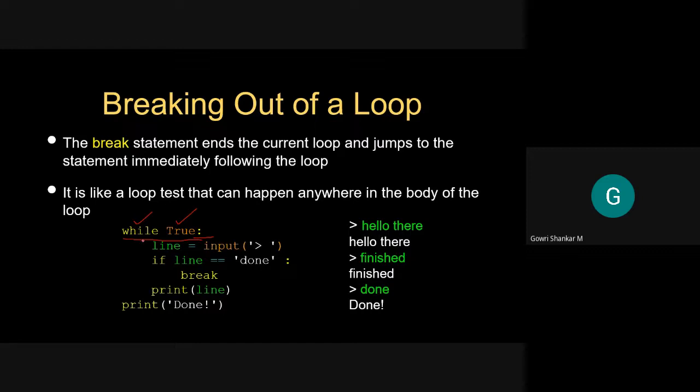These statements are present inside this while loop. So while it is true, it is always true, so it will go and execute this, and this, and this. Now what we are doing, this is input. What is input? Input is getting some string from the user. And what is the message that we are giving to the user? It is a greater than sign. That's all. And then the user has typed hello there.